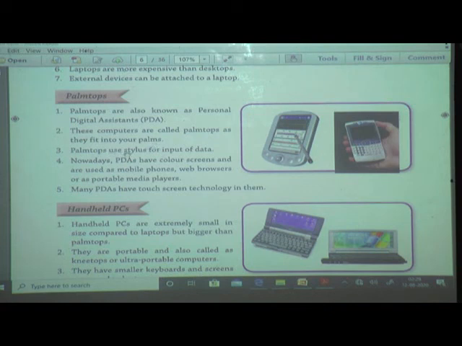Palmtops use a stylus for input of the data. Nowadays PDAs, personal digital assistants, have a color screen and are used as a mobile phone.